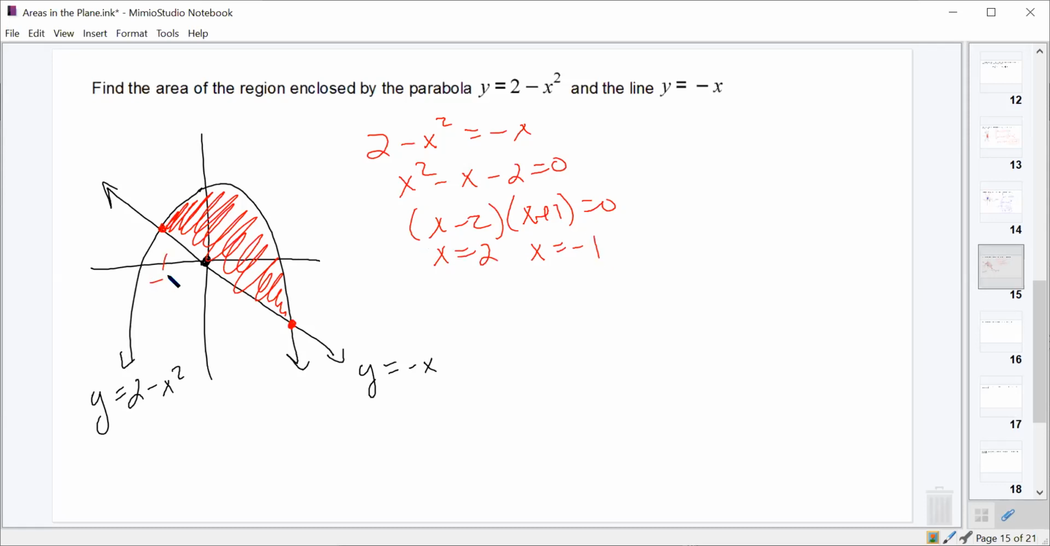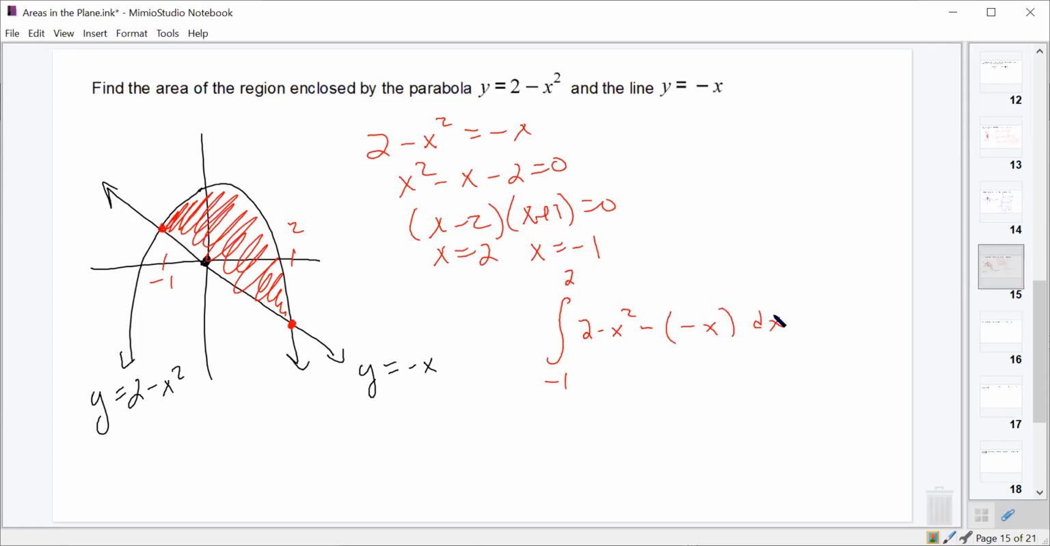So we know that those are intersecting at -1 and 2. Everybody agree with that? Yep. Wonderful. So all we have to do is integrate from -1 to 2 the upper function. Which one's the upper function? The parabola. Minus the lower function, which is the linear one.